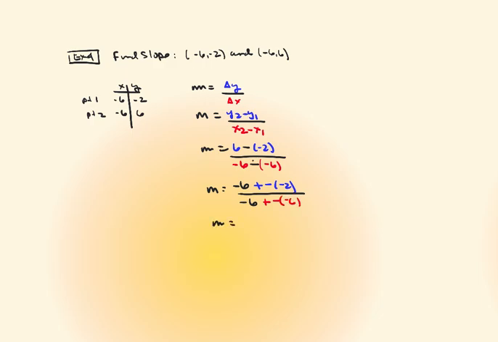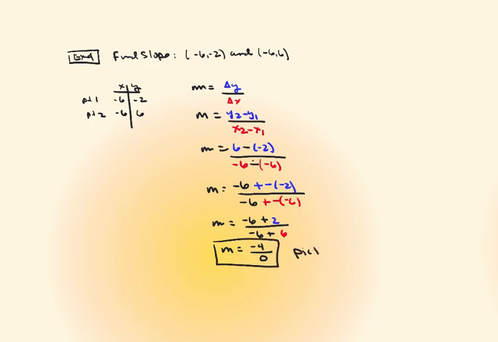So slope is equal to 6 plus the opposite of -2, which is 2, divided by -6 plus the opposite of -6, which is 6. So that gets us m equals 6 plus 2, which is 8, divided by 0. Now, don't report your answer like this.